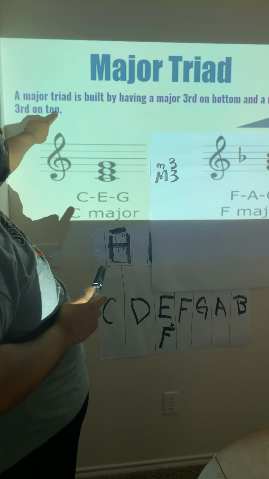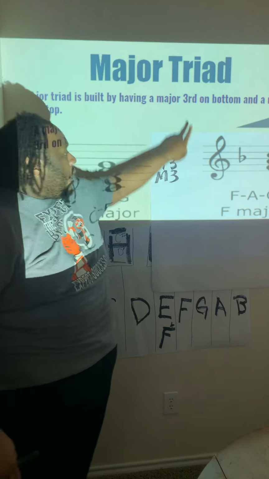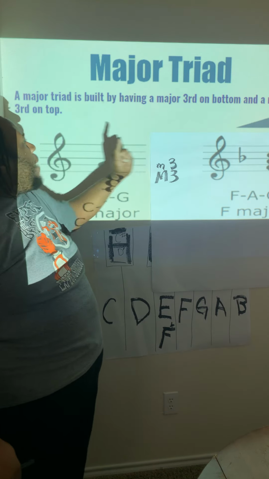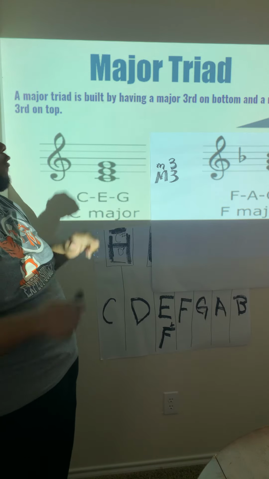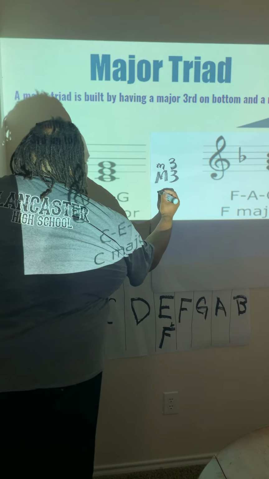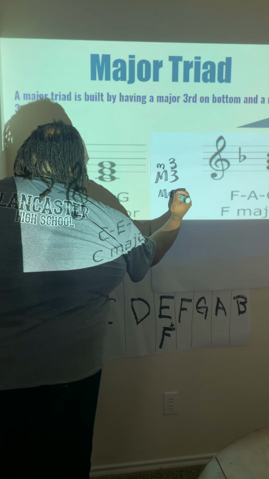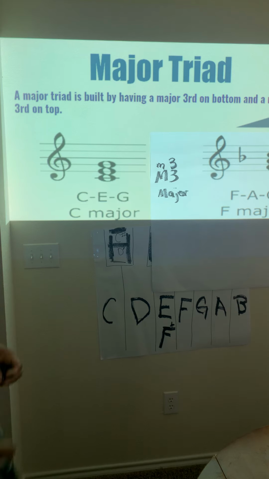And a major triad is built by having a major third on bottom, which we do, and a minor third on top, which we do. So the overall quality of this whole chord is major. Okay? Let's look at the next example.